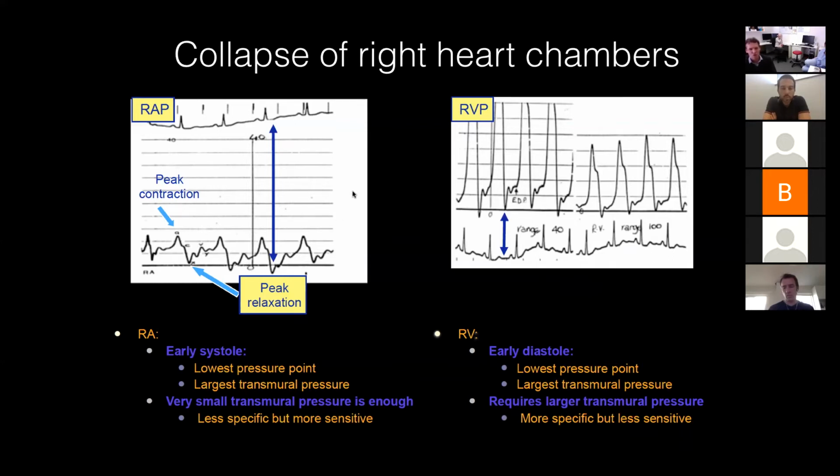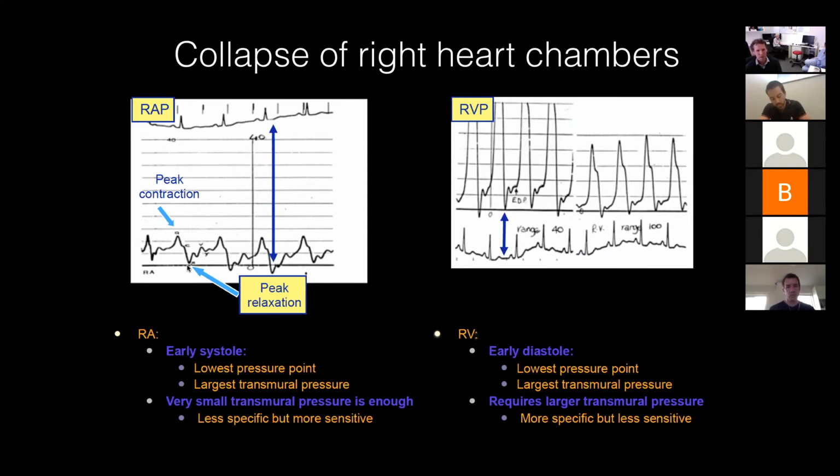So these two diagrams are the things that I always wish I could remember. It's obviously the point of lowest pressure in that chamber where you're most likely to get collapse. So that's systole in the right atrium, which is when the right atrium is about to fill, and diastole in the right ventricle, which is when that's filling. And it's typically early systole and early diastole, unless you've got rip-roaring tricuspid regurg for the right atrium.